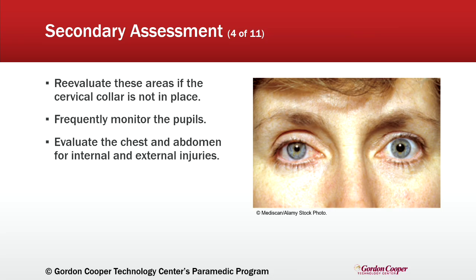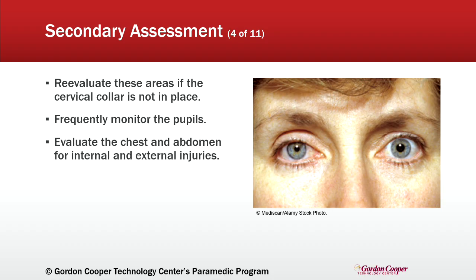If the cervical collar is not yet placed, reevaluate the head and face for injuries. You should frequently check the patient's pupils for size, shape, equality, and reactivity. And when assessing the pupils, check both the direct and consensual response to light. A sluggish pupil is an early sign of increased intracranial pressure and also could indicate cerebral hypoxia. Unequal or bilaterally fixed and dilated pupils are a later sign of increased intracranial pressure, and they indicate pressure on one or both oculomotor nerves and potential herniation.